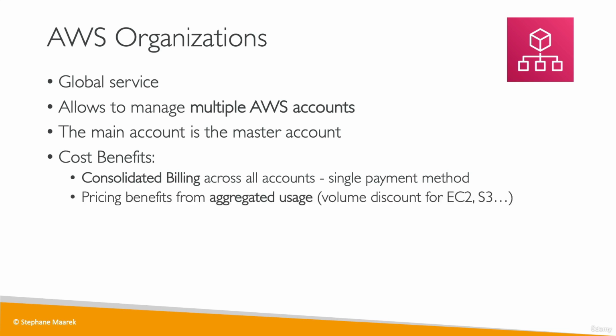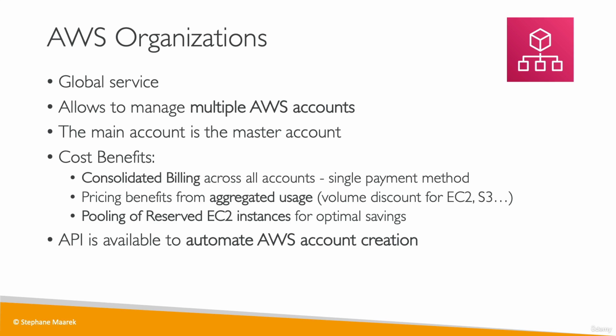The other thing is that you get pricing benefits from aggregated usage. So when you use a lot of EC2 or a lot of S3, you get a discount because you've used that a lot. And so if you have multiple accounts, you could lose that volume. But with an organization, because the billing is consolidated, the aggregated usage is as well consolidated, and that means that you get more discounts. Also, if you're using reserved instances, they're shared across all the accounts to make sure that if one account does not use a reserved instance, another one can. And again, maximize the cost savings.